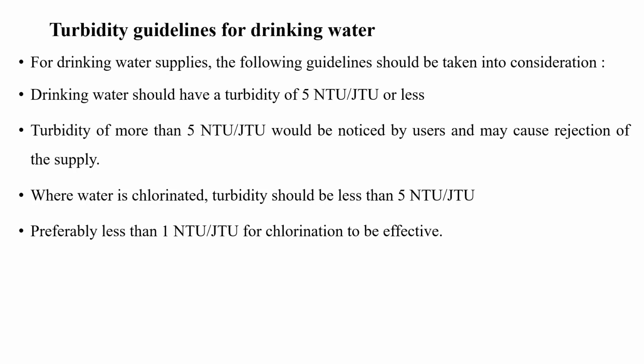So, turbidity guidelines for drinking water. The drinking water should have a turbidity of 5 NTU or less. Turbidity of more than 5 NTU will be noticed by users and may cause rejection of the supply. Where water is chlorinated, turbidity should be less than 5 NTU, preferably less than 1 NTU, for chlorination to be effective.